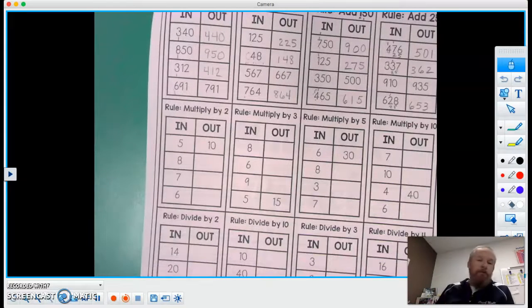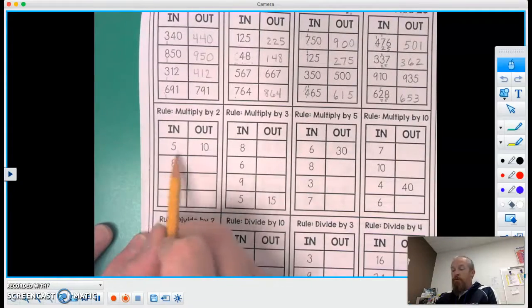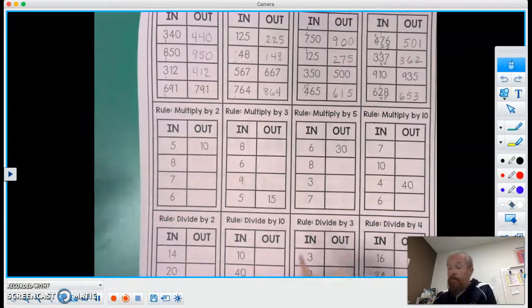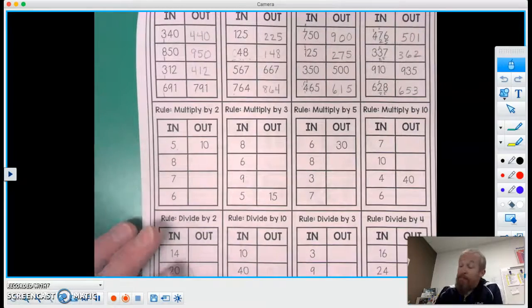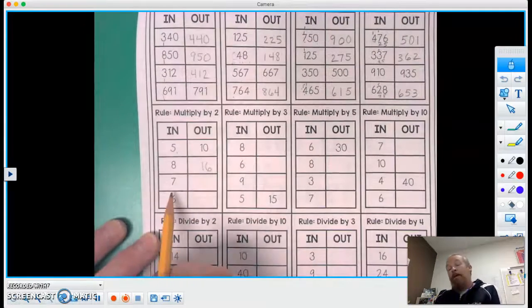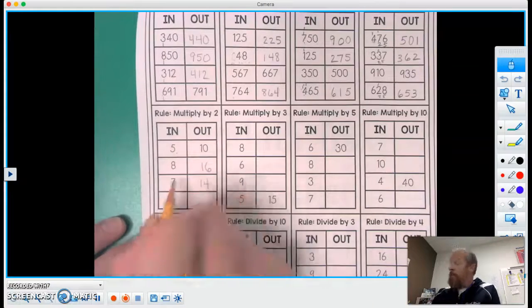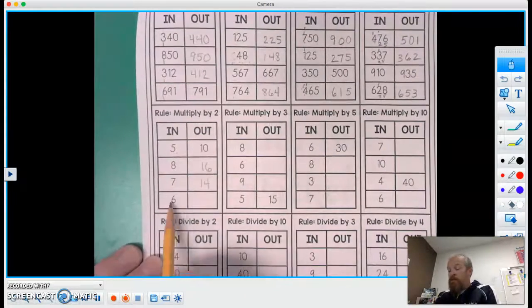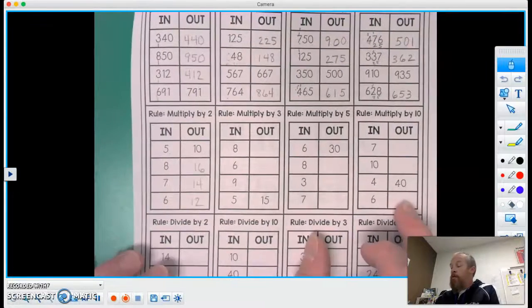You've been doing this forever. It's just a fancy name for it. So 5 times 2 is 10. So 5 doubled. 5 plus 5 is 10. 8 times 2, or just simply 8 plus 8, it's 2 8s, right? 8 plus 8 is 16. So 8 times 2 is 16. 7 times 2, or 7 plus 7. 7 plus 7 is 14. 7 times 2 is 14. 2 6s is 12. 6 times 2 is 12.